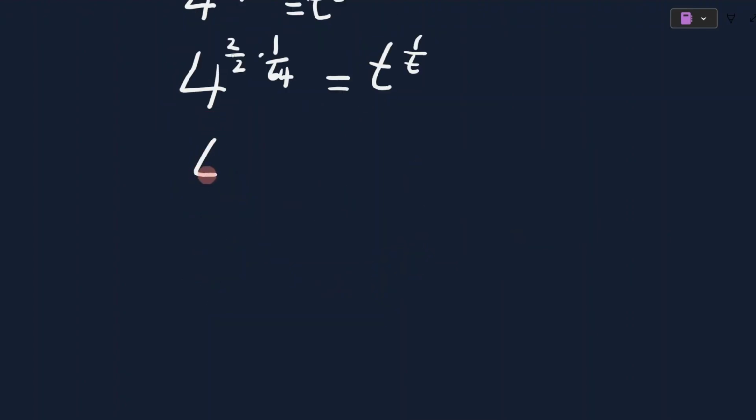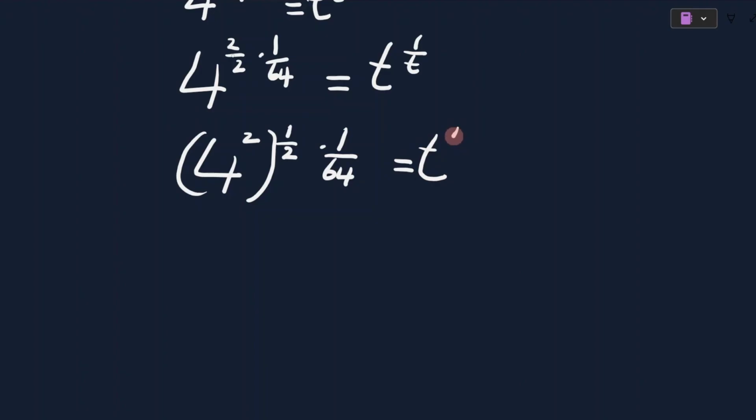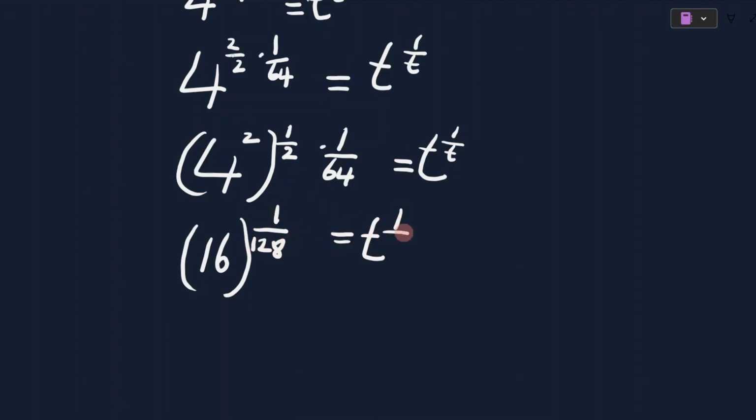We will now have 4 raised to power 2, bracket 1 over 2 which multiply 1 over 64, is equal to t raised to power 1 over t. Now 4 raised to power 2 is the same thing as 4 multiplies 4, and if it multiplies we have 16. And if this exponent now multiplies itself, 1 multiplies 1 will give us 1 divided by 2 multiplies 64 will give us what? 2 multiplies 4 gives us 8. And then 6 multiplies 2 will give us 12. We have 128, which is equal to t raised to power 1 over t.